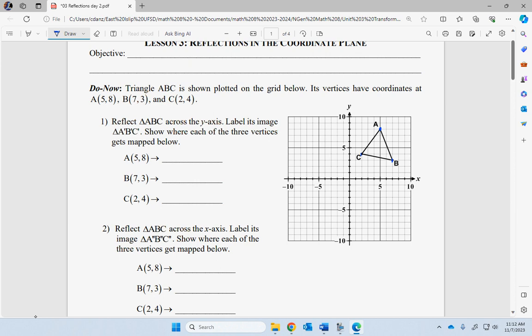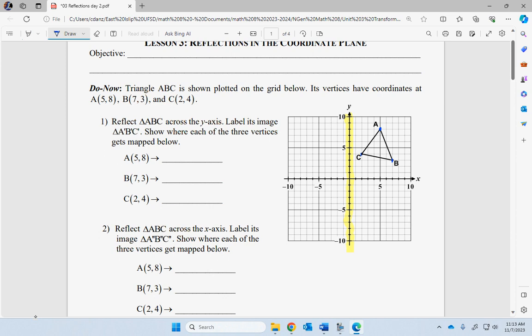For number 1, they ask us to reflect triangle ABC across the y-axis. And then we have to label it A prime, B prime, C prime, and write down its coordinates. So remember, when we reflect, a point goes the same distance, just on the other side of the line of reflection. So I do like to highlight my line of reflection. So first they told me to use the y-axis. So there's my line of reflection.